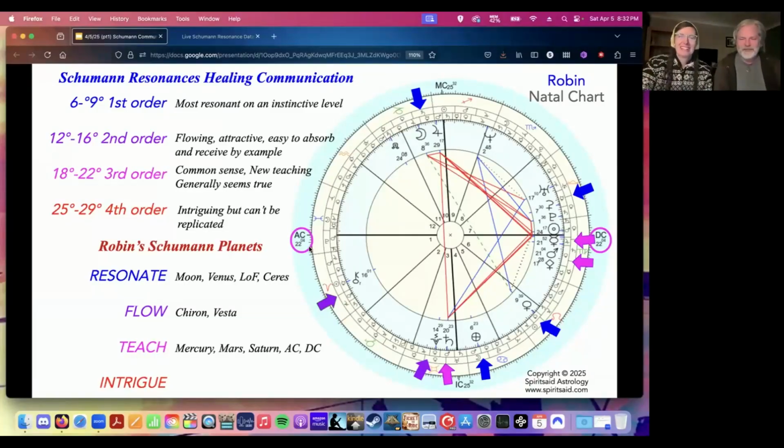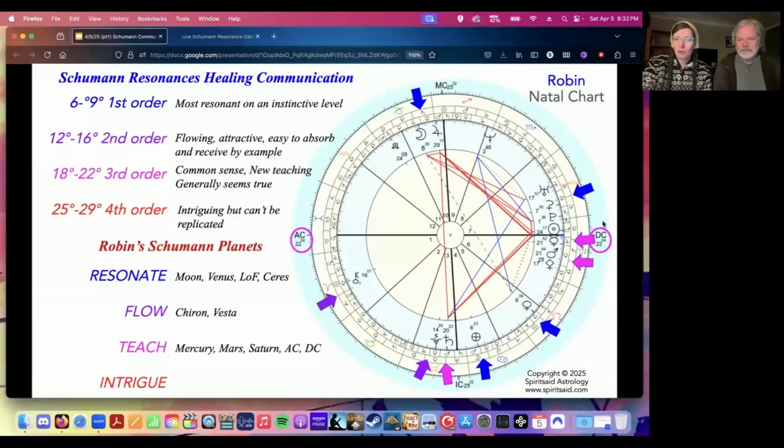Right. So I have three planets here, my Saturn at the bottom, my Mars over here, and my Mercury over here, plus two angles in my chart. So my ascendant and my descendant are all in this teaching range. And the funny thing is that most of my teaching in my life has been done one-on-one, which is over here in the 7th house.